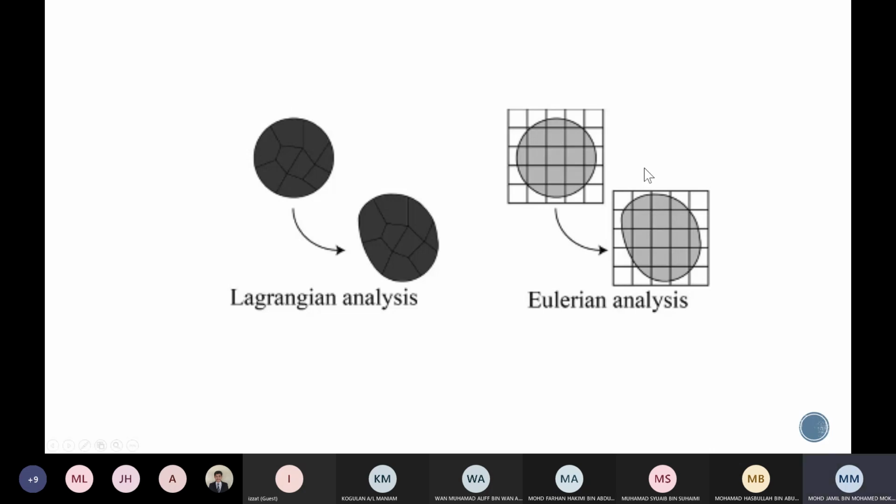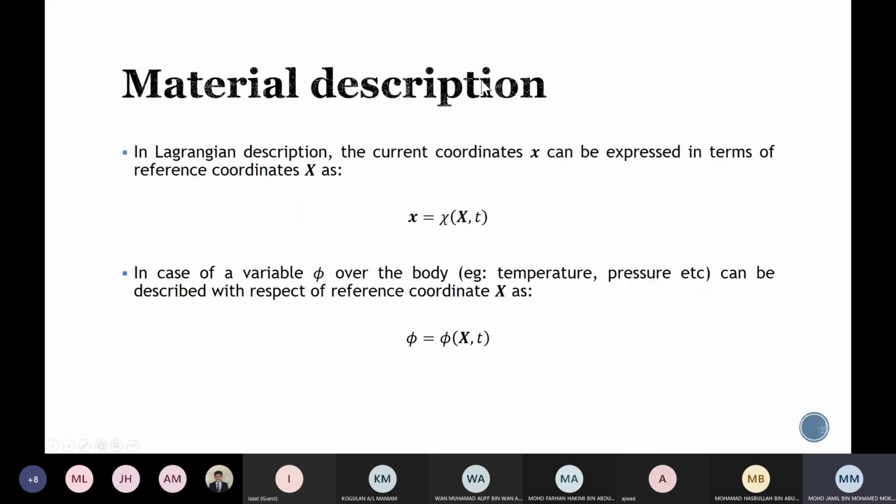Okay, so all of this actually if in software, in finite element software, dia dah handle kan. Okay, there is a code okay written for this. So you don't have to worry about macam mana nak kira ni dalam software ke, dalam tak pakai tangan ke. But we still need to learn.